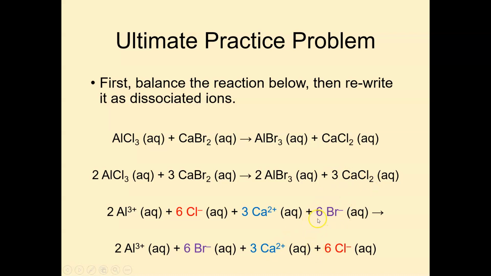And now hopefully you can see what the point of the color coding is. If you've done this all correct, you'll see that I've got the same amount of everything on both sides of the equation: 2 aluminums, 6 chlorides, 3 calciums, 6 bromides. And of course, that's the whole point of balancing the equation, to satisfy the law of conservation of mass. And the color coding has shown you that we've done this correctly.